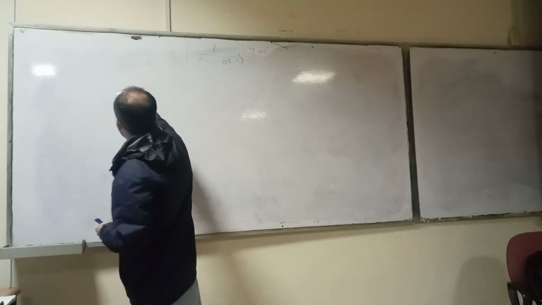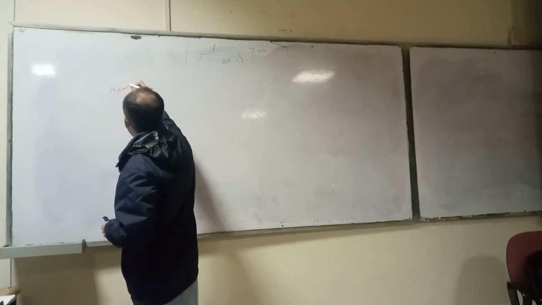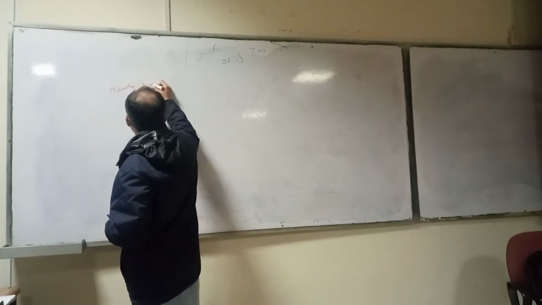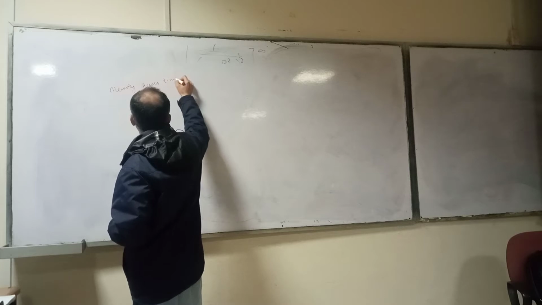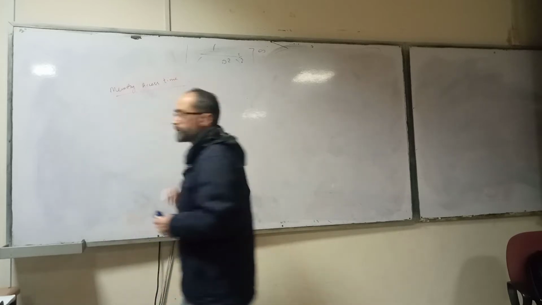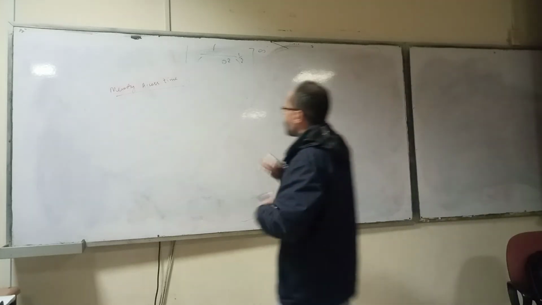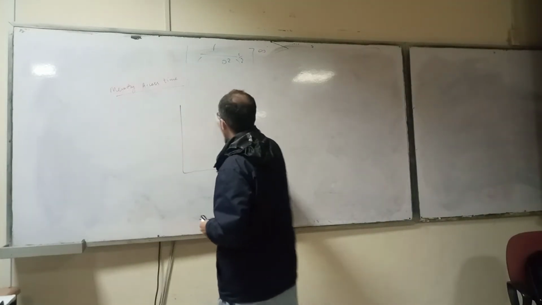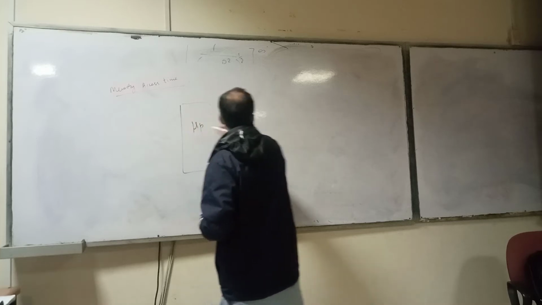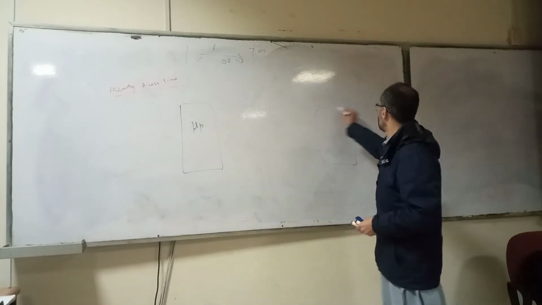What is the memory access time? Memory access time is the time interval between when the microprocessor makes a request to a memory and when the data becomes available. So now let's assume we are using a microprocessor, and it is interfaced with memory.